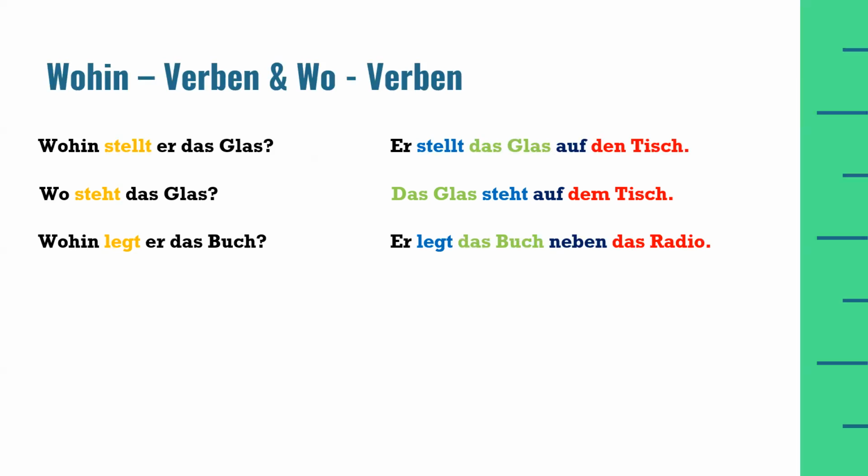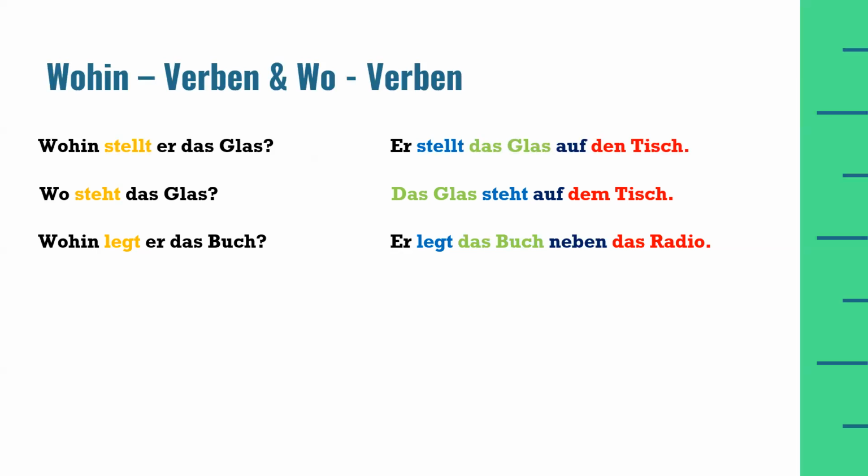The next example is: Wohin legt er das Buch? Where does he put the book, or where is he putting the book? Er legt das Buch neben das Radio. He is putting the book beside the radio. Now, in this sentence, again, there is a movement.